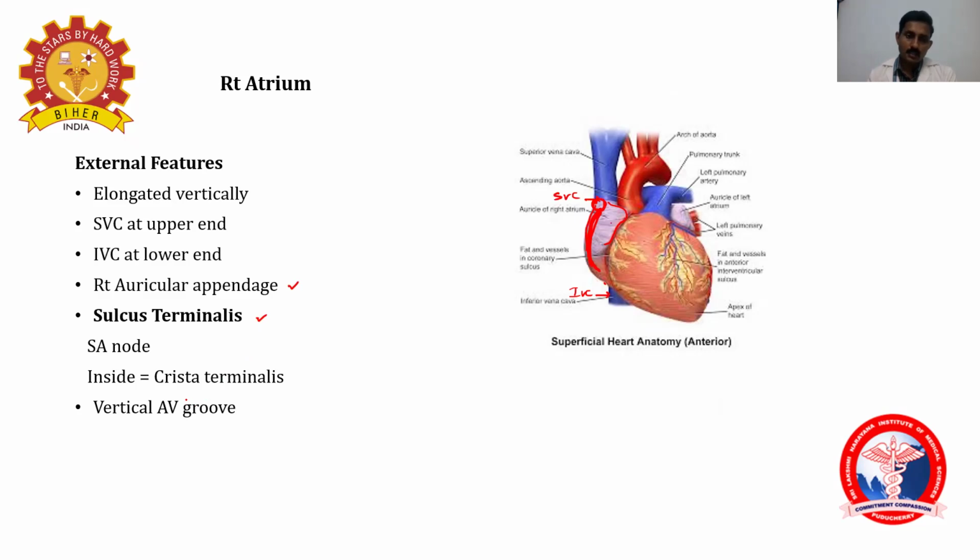Then we also have vertical AV groove. What is AV groove? This part is the groove. So this part, it's a vertical part of atrioventricular groove. So these are the external features of right atrium. It extends from SVC to IVC. It has an auricular appendage. Two more terms, sulcus terminalis, and inside it is called crista terminalis. We also have the SA node near the upper end of crista terminalis. We have a groove that separates the atrium and the ventricle, that is called atrioventricular groove.